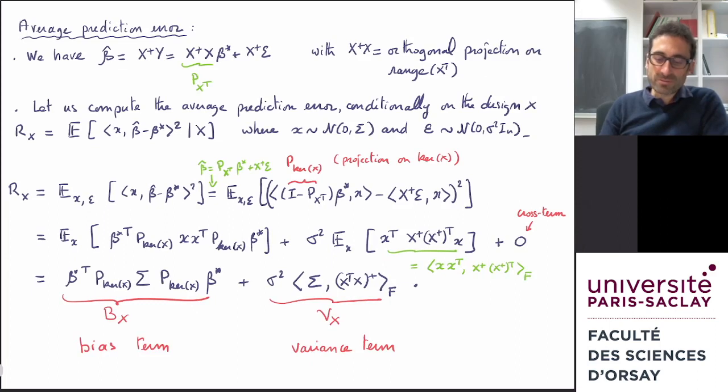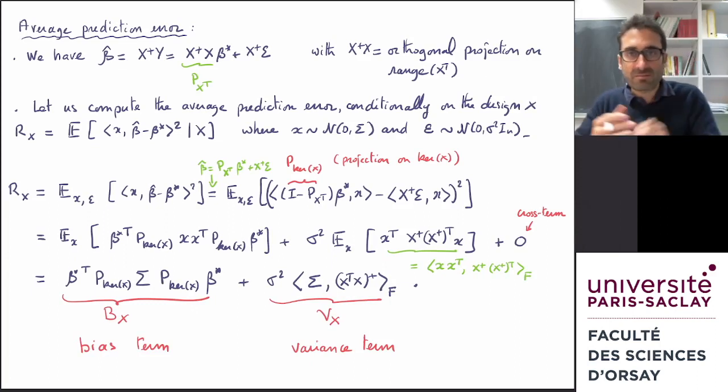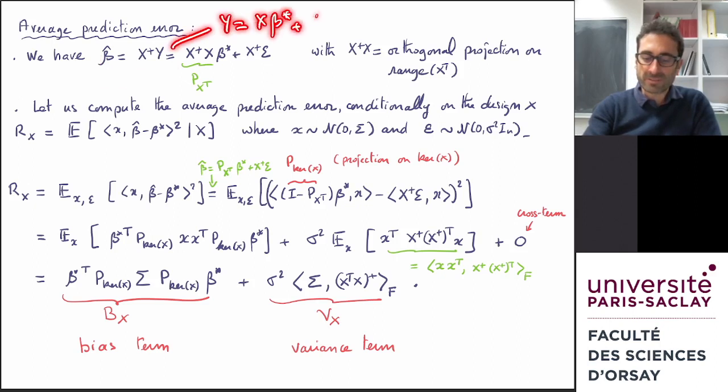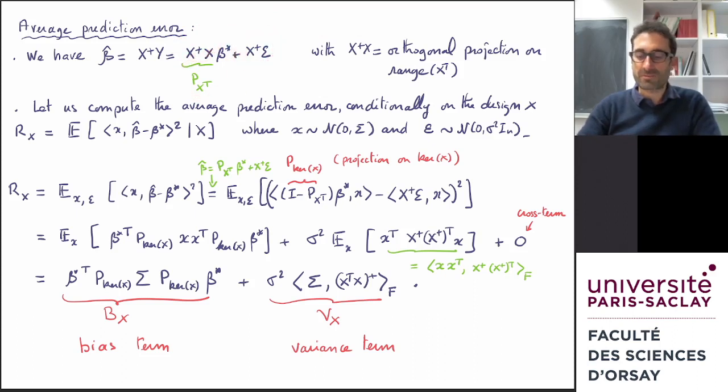Before moving to these two cases, let us evaluate the average prediction error of the estimator. So I remind you that our estimator is given by x plus y, and I use the fact here that y is equal to x beta star plus epsilon. So I have beta hat, which is equal to the projection on the range of x transpose of beta star plus x plus epsilon.